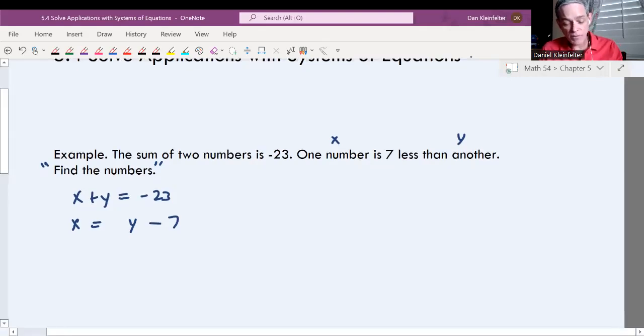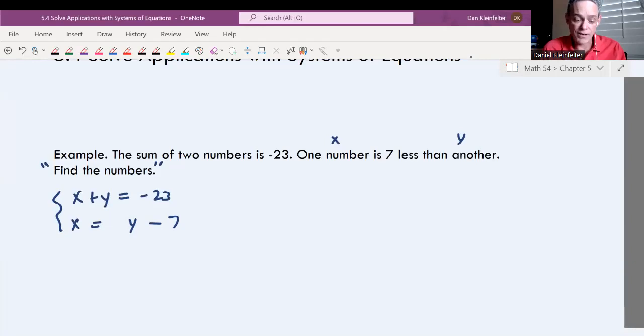Okay, so there's our system of equations, and you can solve these using substitution or elimination, whatever your favorite method is. Graphing, if you really like to suffer. If you really like, you can do this via graphing as well. This one is kind of good for substitution because the second equation is already solved for x, so we'll just substitute that into the first equation.